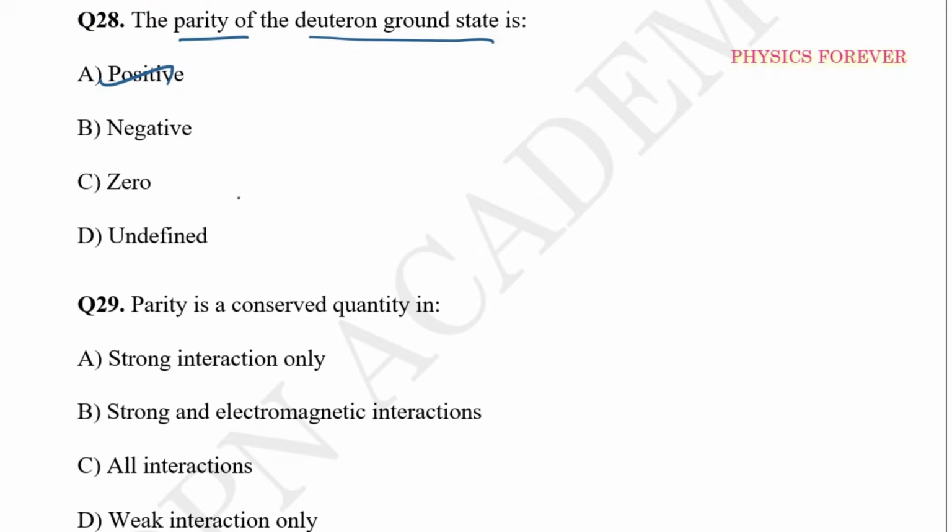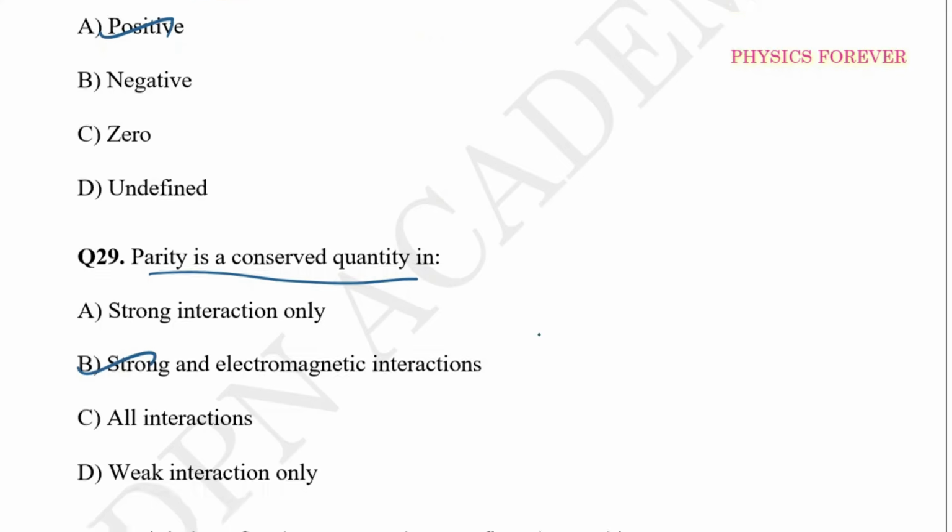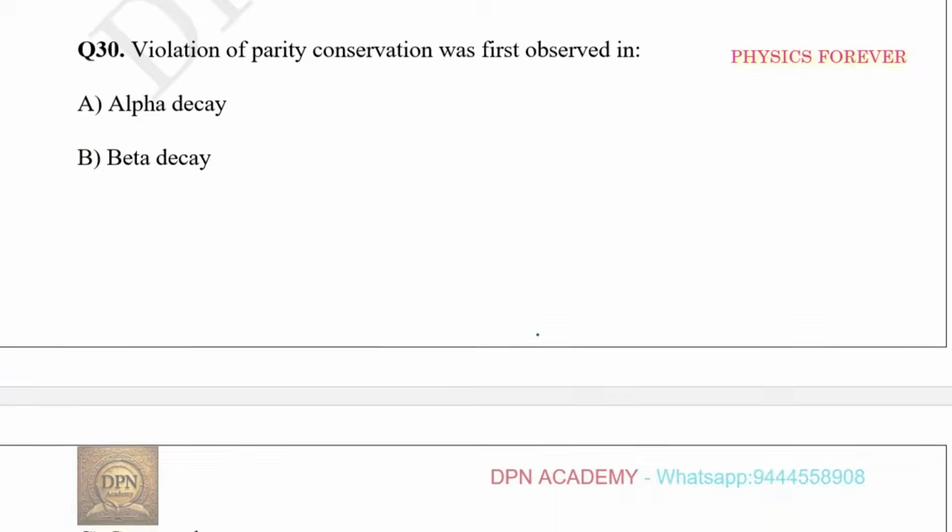Then parity is conserved in both strong and electromagnetic interactions. Violation of parity conservation was first observed in beta decay. That should be the Wu experiment.